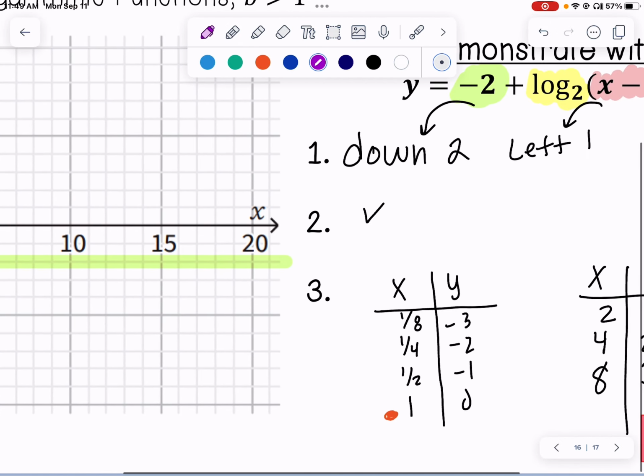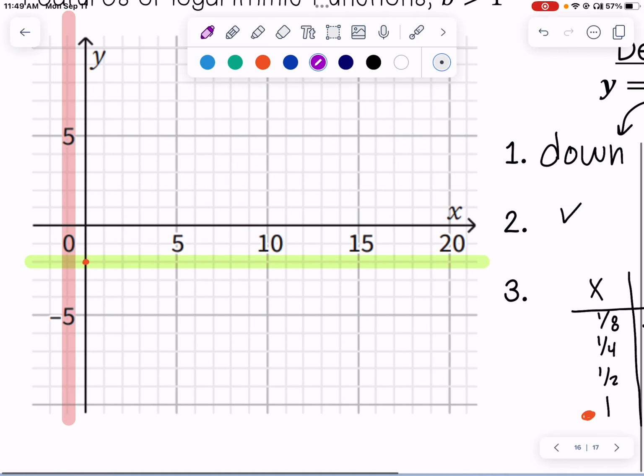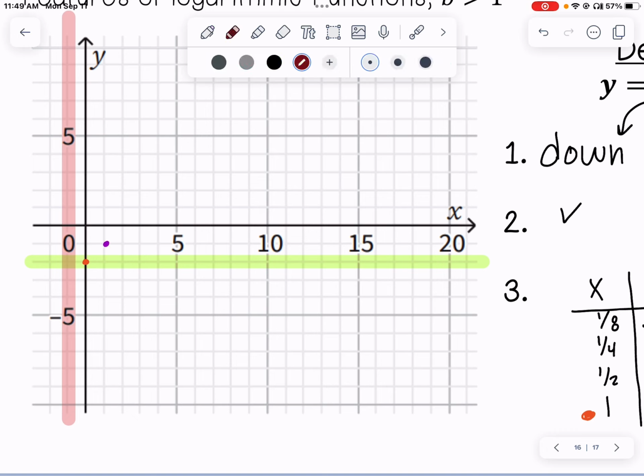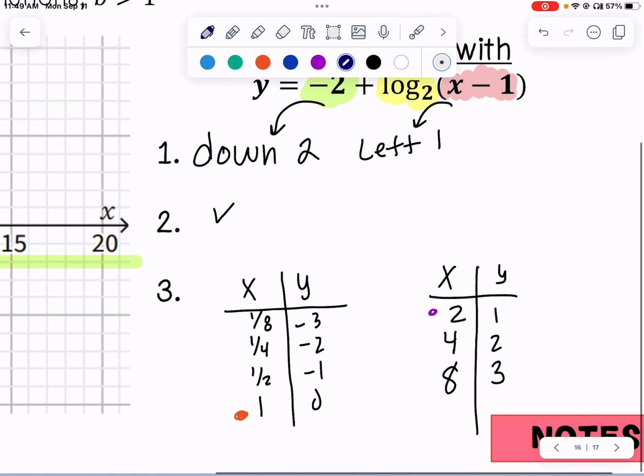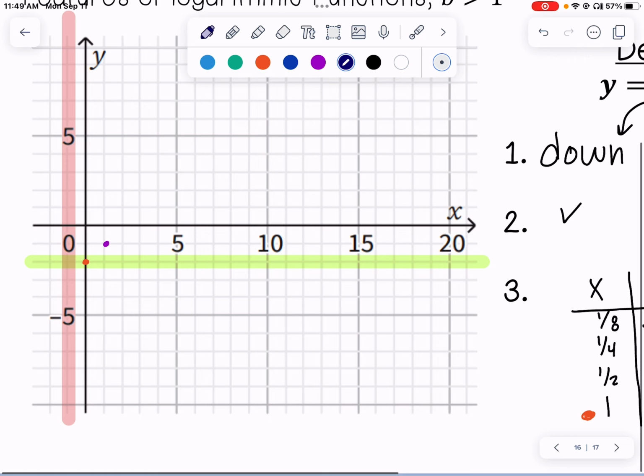I can also go ahead and do my next one, over 2, up 1. So once again, from my starting point, I'm going to go over 2, up 1. The next one is over 4, up 2. I could even go further to the 8, up 3.